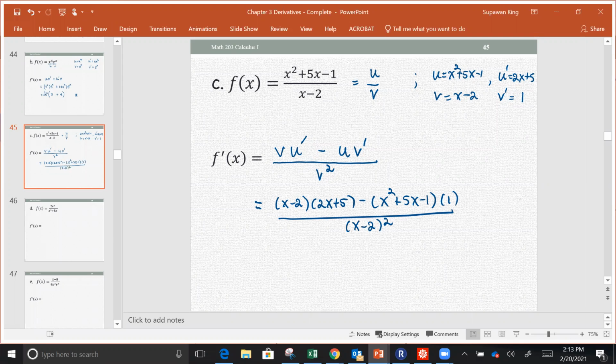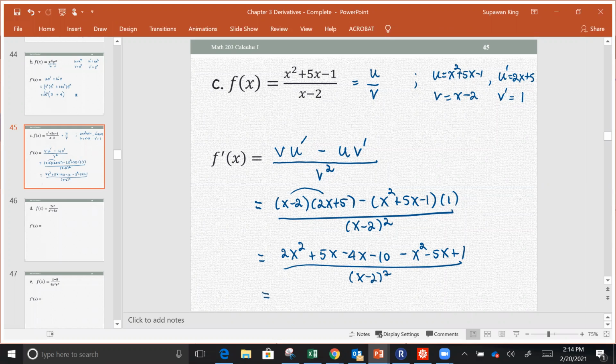After applying the quotient rule, we are going to simplify the numerator. Distribute the x minus 2 to 2x plus 5, to get 2x to the second plus 5x minus 4x minus 10. And then apply the negative sign to the 3 terms on the right for the second term. So we have negative x squared minus 5x plus 1, all divided by x minus 2 squared.